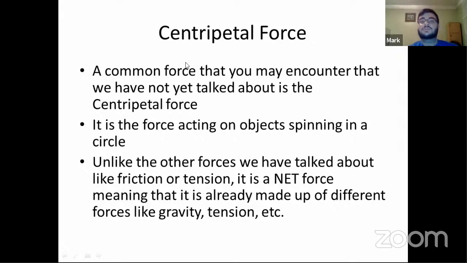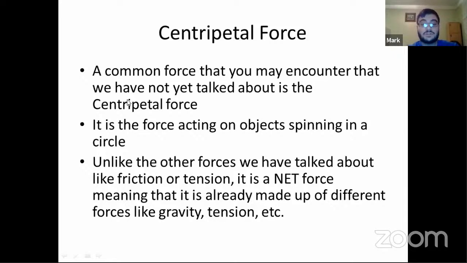All right, centripetal force. Another common force you may encounter that we have not yet talked about is the centripetal force. Centripetal force is always present whenever you have anything spinning in a circle. Say you took a string with a ball on it and spun it in a circle: centripetal force. A car moving in a circle to make a donut: centripetal force. A planet orbiting the sun: centripetal force. Anything moving in a circle has a centripetal force, right?